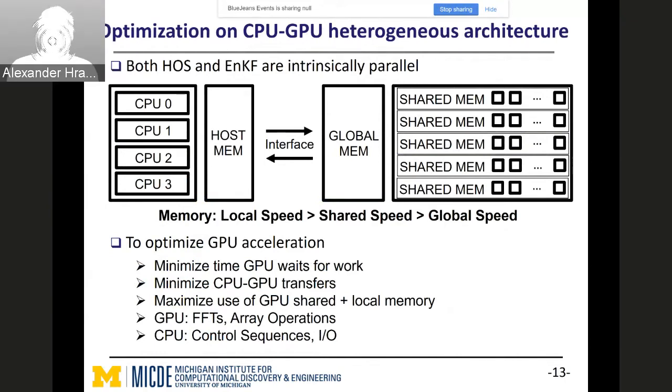Okay, so both HOS and EnKF are intrinsically parallel. So to understand how we might best optimize our GPU code for this application, we have to understand first the CPU-GPU heterogeneous architecture. We see here we have two different systems.